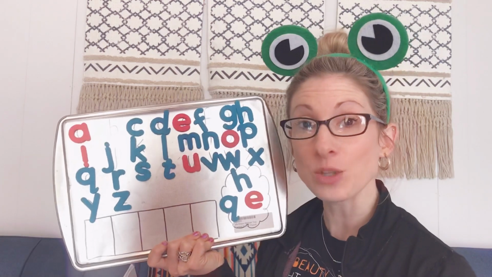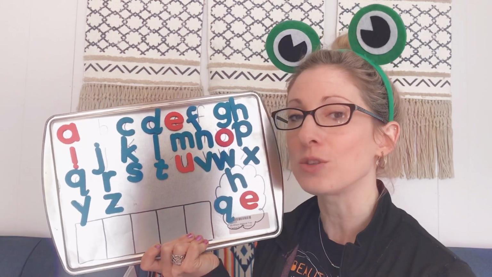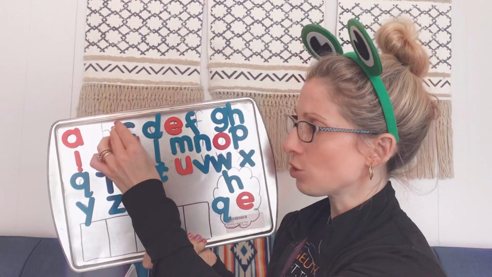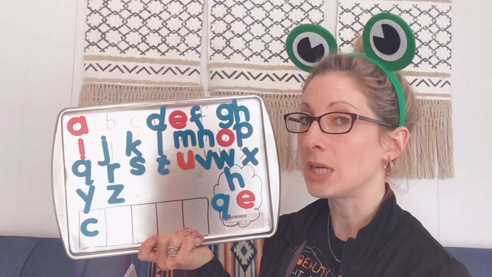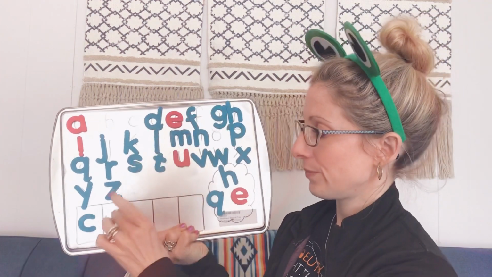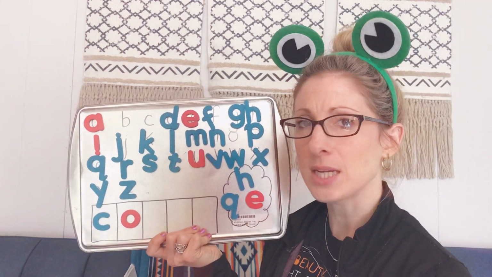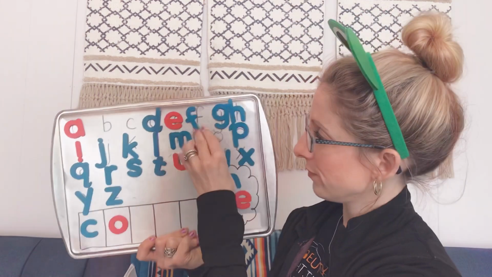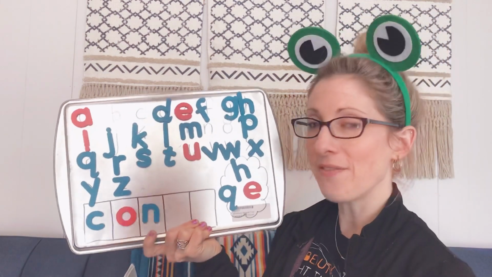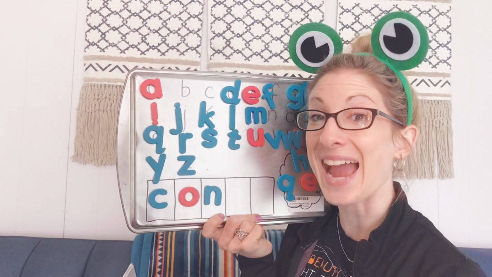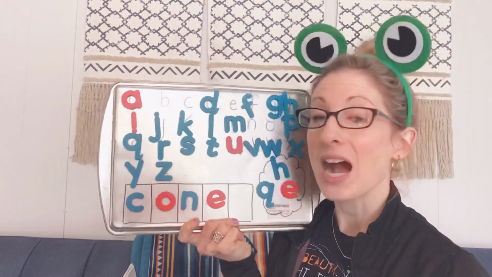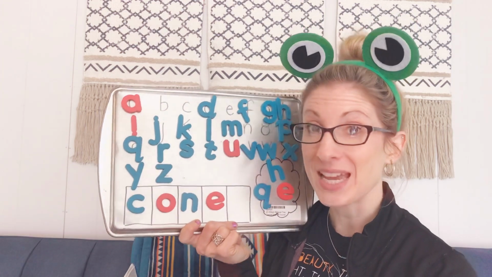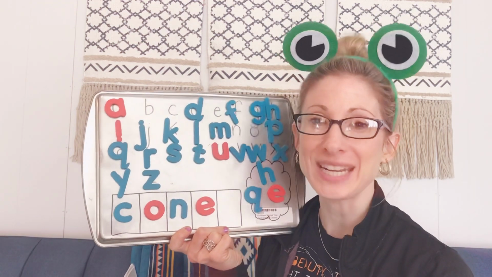So I'm going to create the word cone. Will you create it with me using your letters? So I'm going to start with K-O-N. What sound says N? And then what do we have at the end of our word? A silent E. Very good. I want you to spell it and I want you to read it. And then we're going to put it in a sentence.